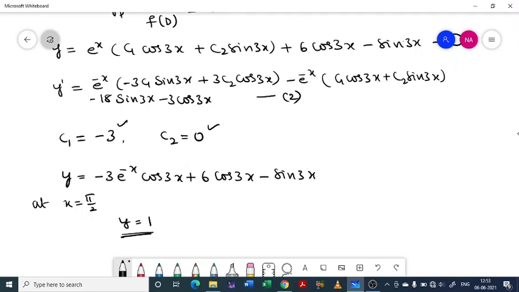Okay, with this let us wind up today's class, and part of unit 2 is completed here. Next we need to discuss some particular methods: undetermined coefficients, variation of parameters, Cauchy's and Legendre's equations. Okay, let us discuss the next methods in the next class.